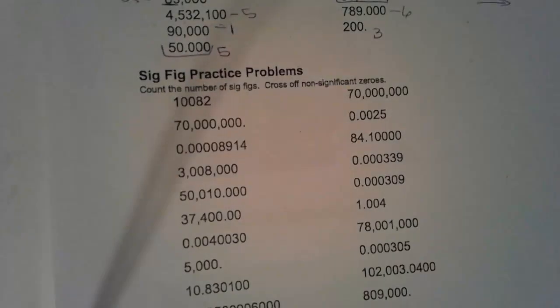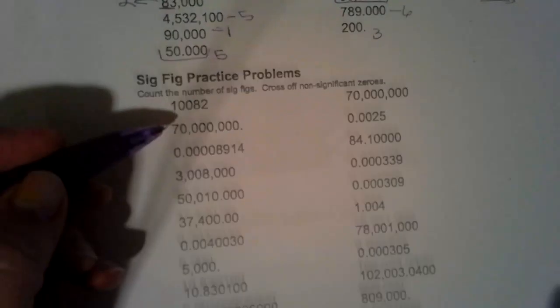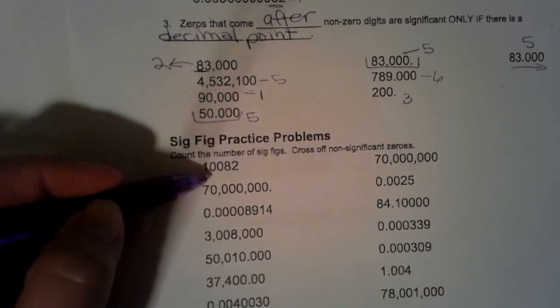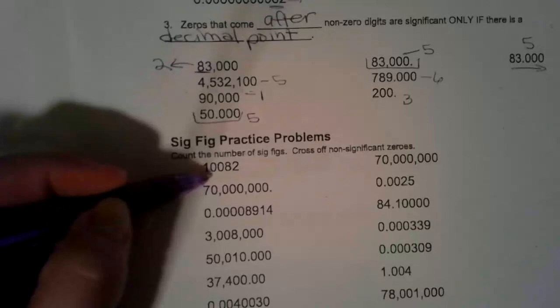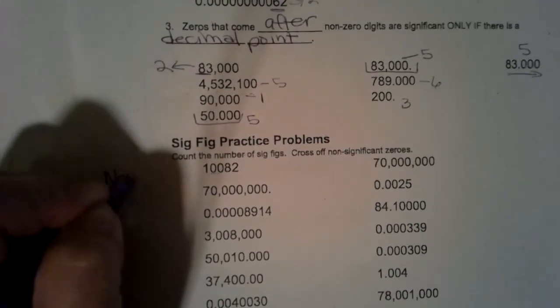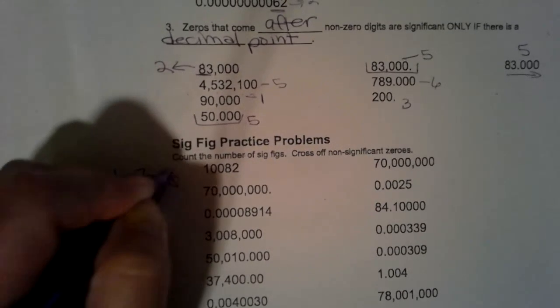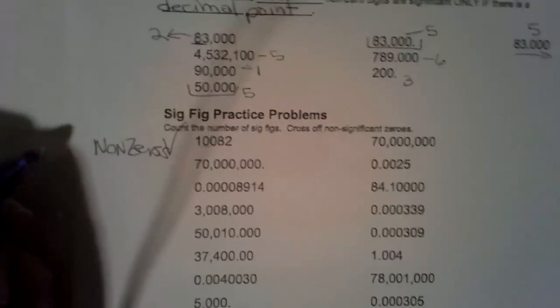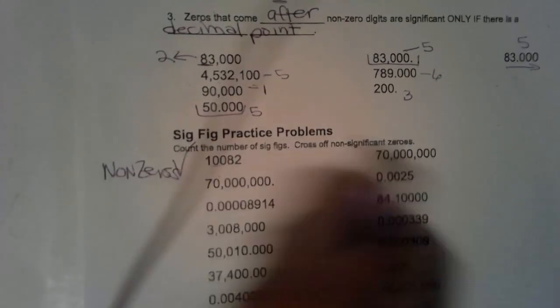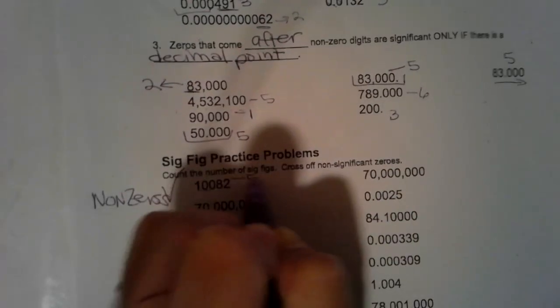Okay. So if we look at this number, we have a big number. We got 10,082 and they got zeros in between. So all the non-zeros are significant. Non-zeros are always significant. We're talking about the zeros, and these zeros are in between. So that 10,082 number, it's going to be all 5.